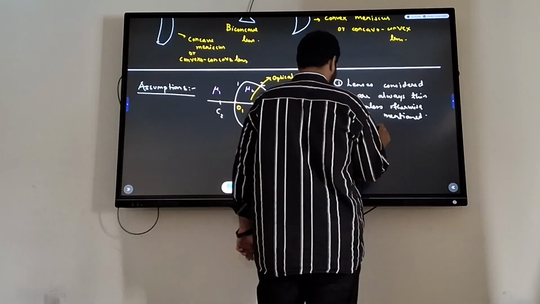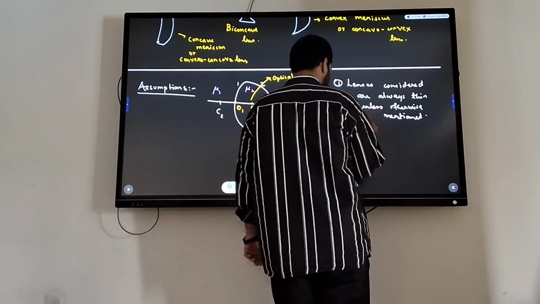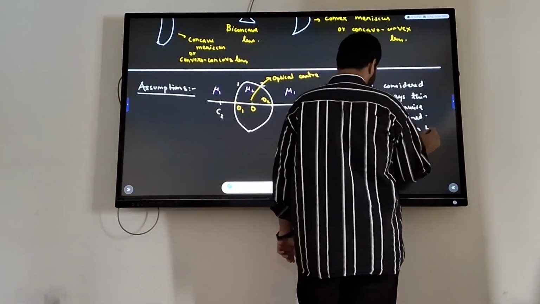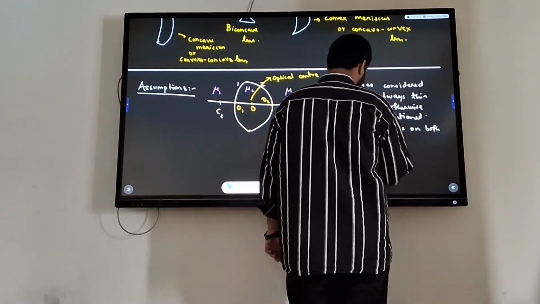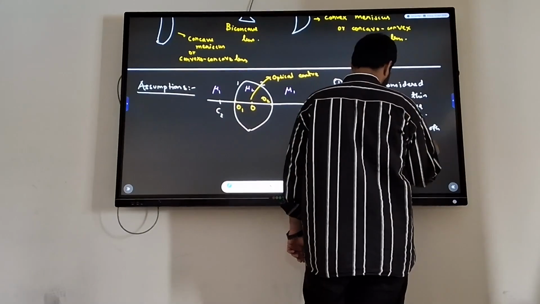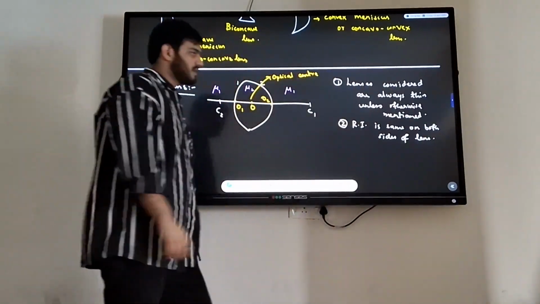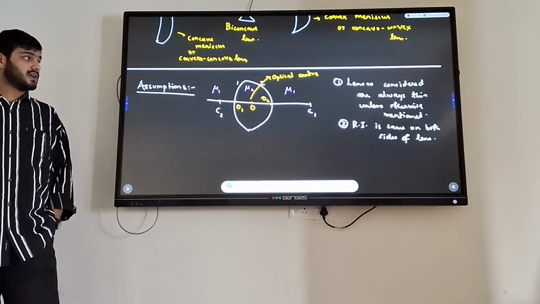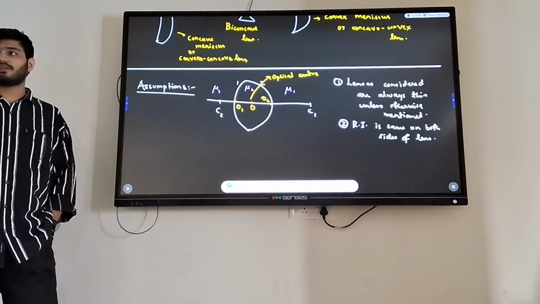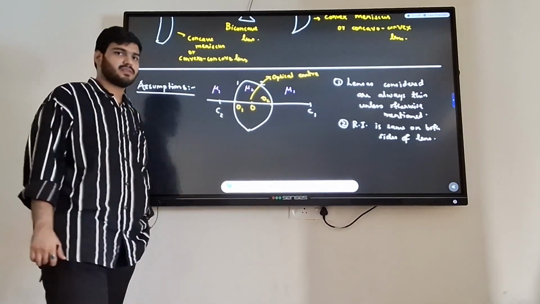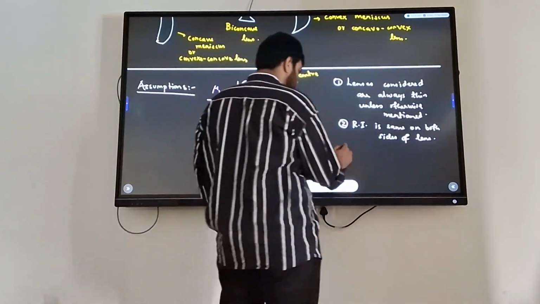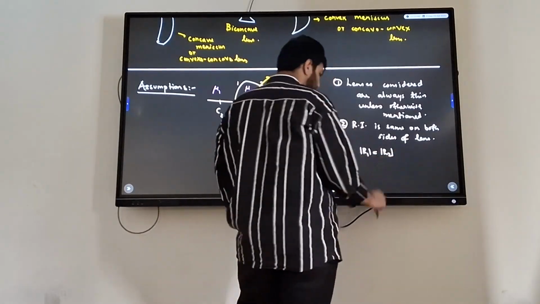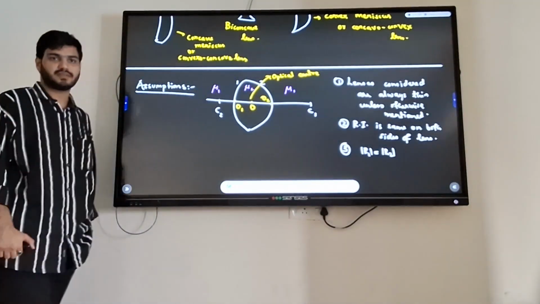Ri is same on both sides of lens. I will also make the assumption most of the time that the lens is an equiconvex lens, so that mod of R1 is equal to mod of R2. Most of the time I will also make this assumption.